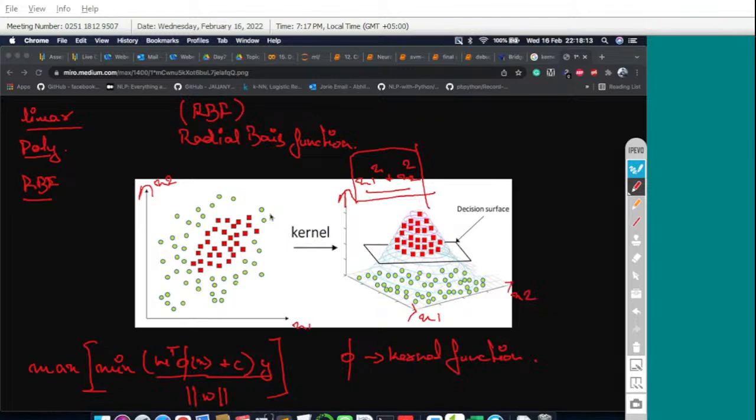When should linear or polynomial be used? As per the data distribution. If the data is separable with a linear kernel, with a linear hyperplane, we can use linear. If it can be separated with a curve, we can use a polynomial curve.